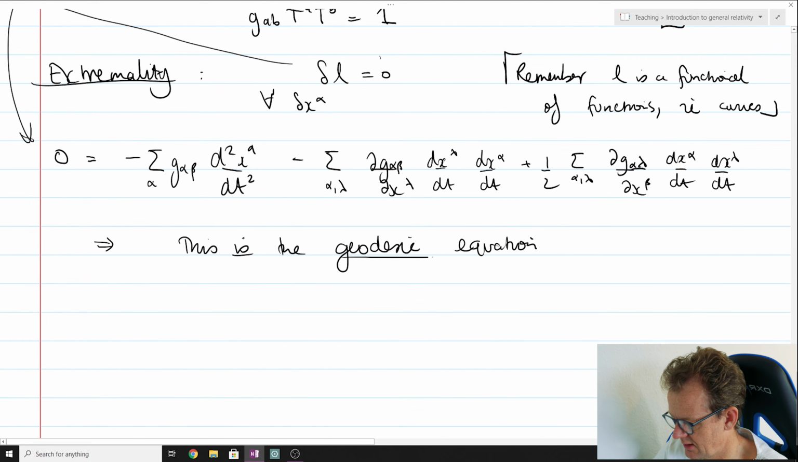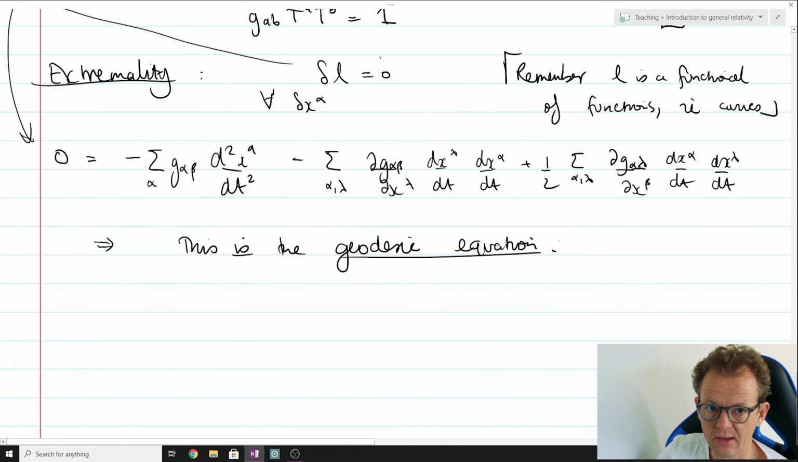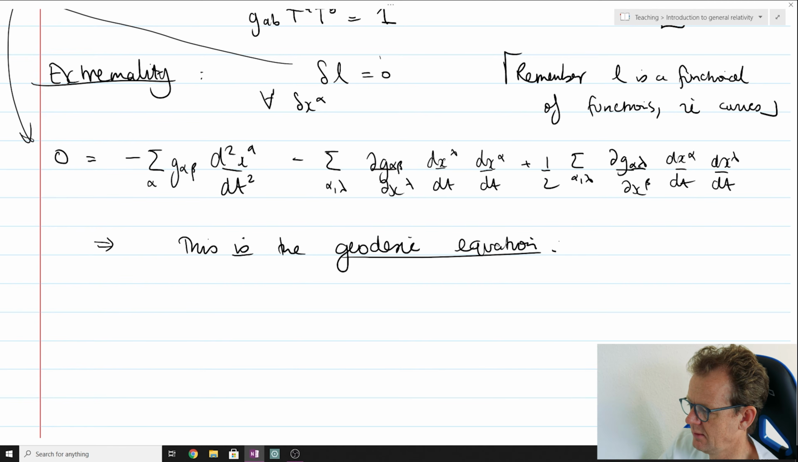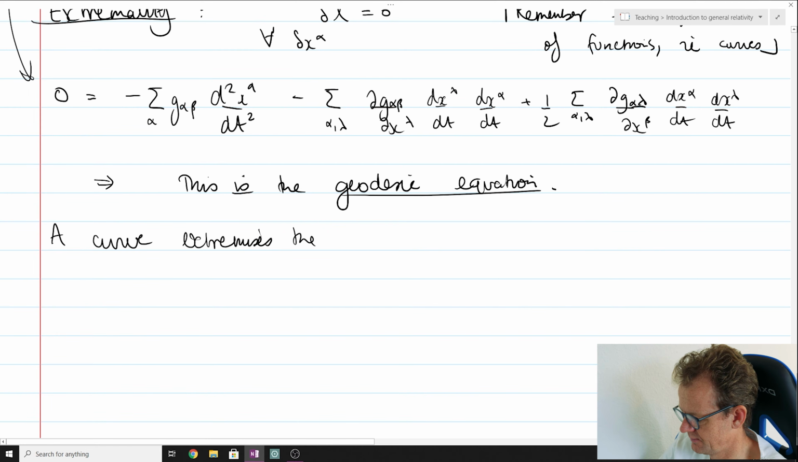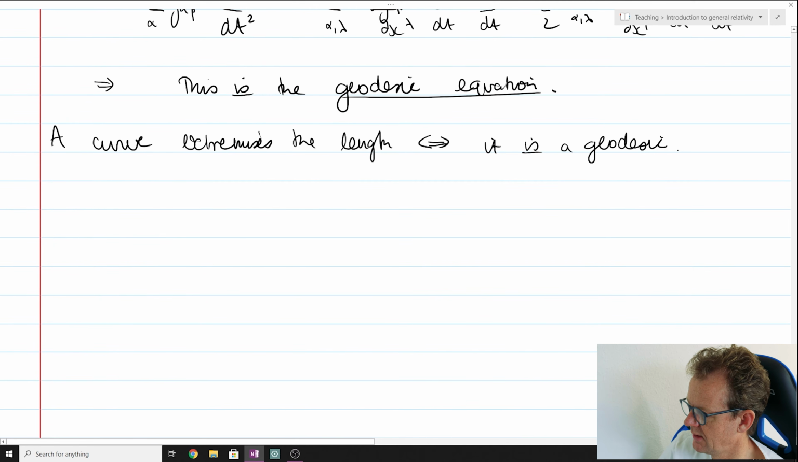So if you have a geodesic, then certainly it extremizes the length between 2 points. And if you want to extremize the length, then the curve that does that is a geodesic. So this is an equivalent characterization of geodesics, one that's potentially intuitively nicer. Let's write that out. A curve extremizes the length if and only if it is a geodesic. Okay, that's pretty cool, right?